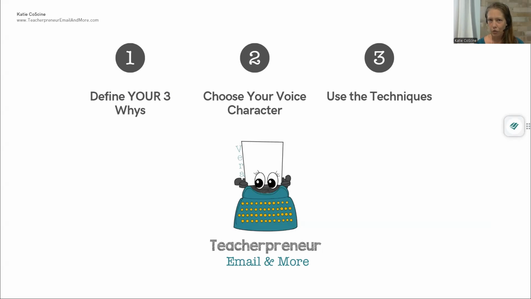Then choose your character voice. Me, I'm more the bestie. I have a little bit of some of the other ones in my two different brands. It's okay if you're a kind of a blend of the two. Most people are. Then you want to use the techniques that I showed you. Use the parenthetical asides. Use some of those fun ways to write text. And that's really going to help you find your voice. Write the boring email and then add these things in.